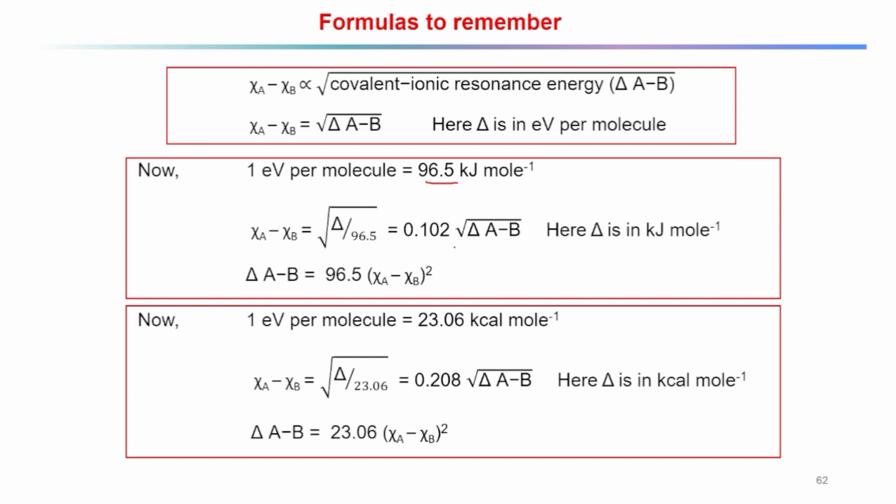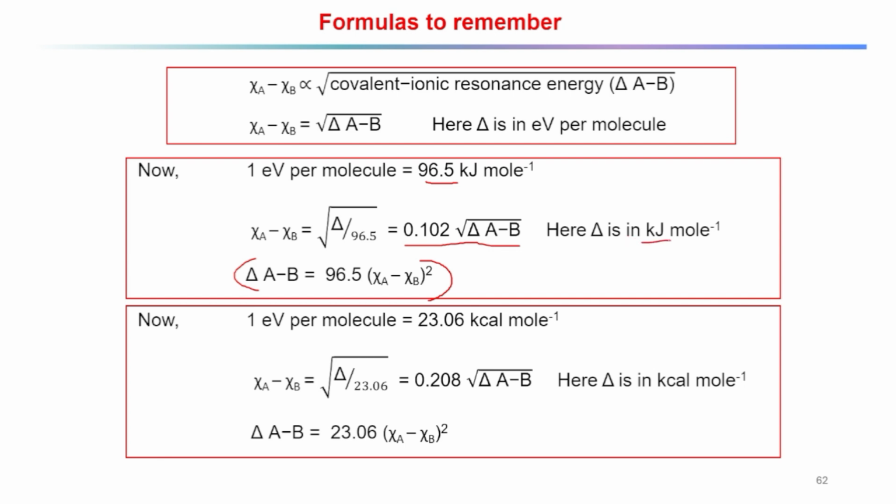From there, if we take this value to the left-hand side and square it, we get delta AB equals 96.5 into (chi A minus chi B) whole square. This is the one equation that you have to remember. And also this one: chi A minus chi B equals 0.102 square root of delta.